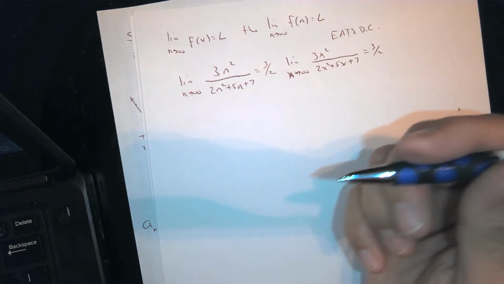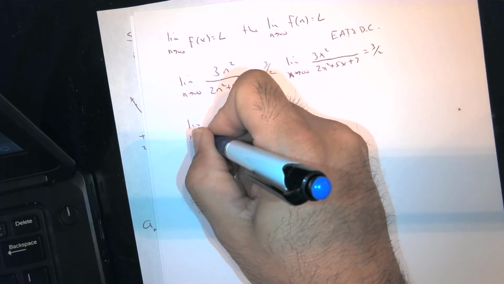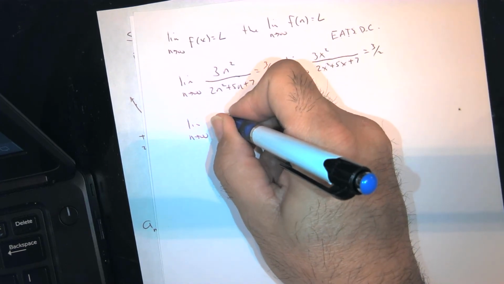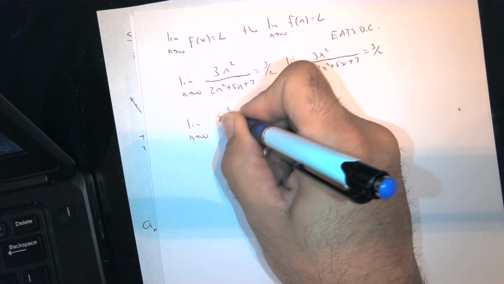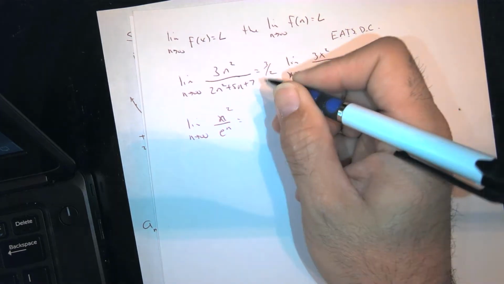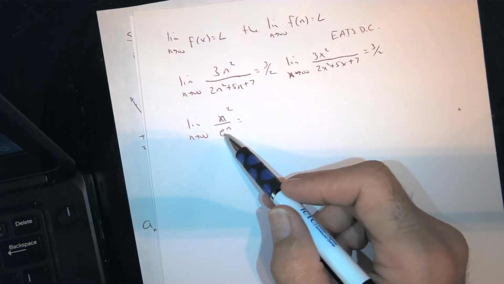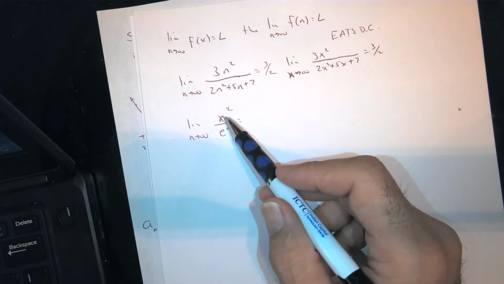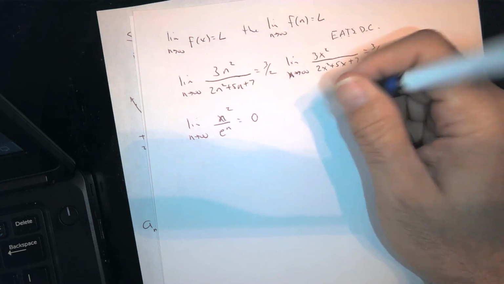But when you're going out to infinity, it really doesn't matter. It's going to be the same thing. So if we said this one, what is the limit as n approaches infinity of, let's say, n squared over e to the nth power? Well, notice that you have a polynomial, and here you have an exponential function. This exponential function is always going to outrun that polynomial, and so this is going to go to 0.